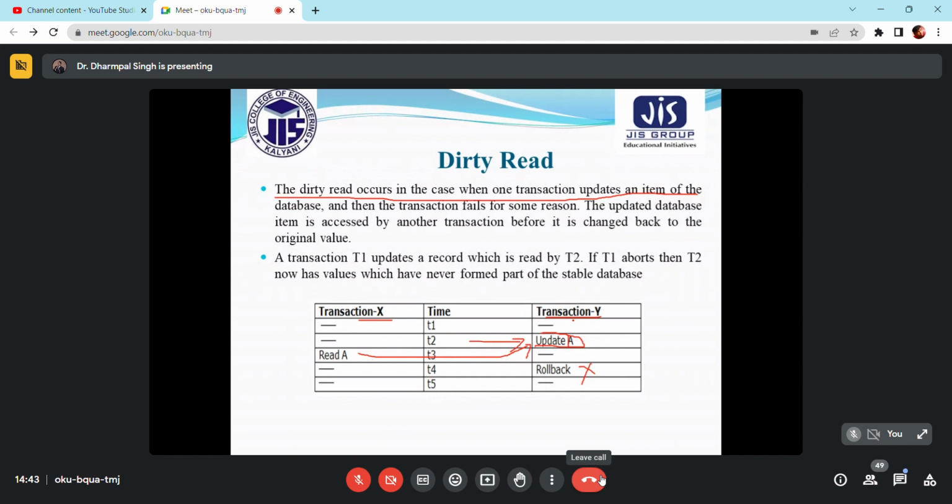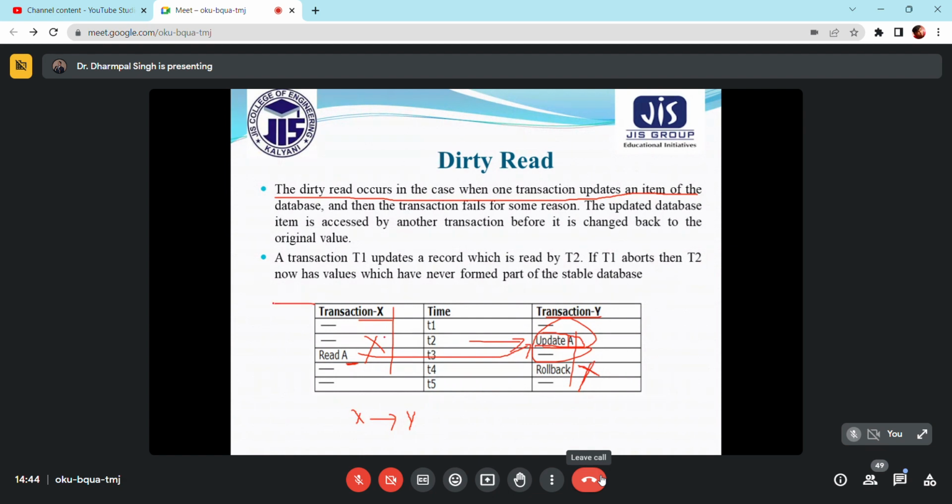As you know, the database property is that the database will always be in a consistent state. So if this is rolled back, you also have to roll back this transaction, because transaction X depends on Y. Why? Because it has read the updated value of transaction Y here. If it had not read it, I could say it is not dependent, but it has read it. The database is always in a consistent state, so if one is rolled back, the other will also be rolled back.